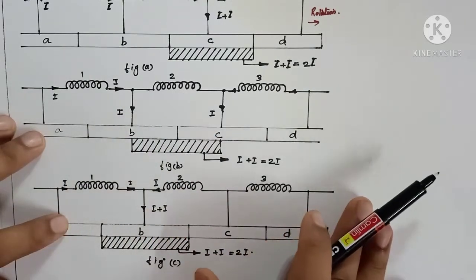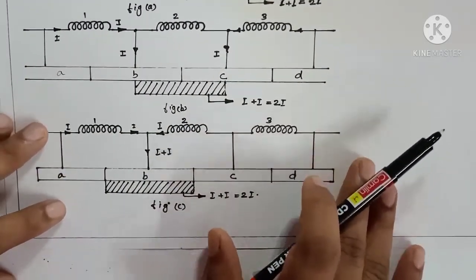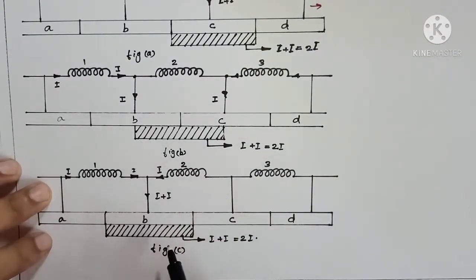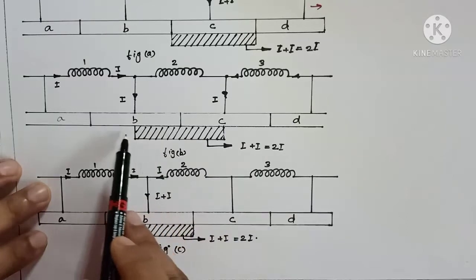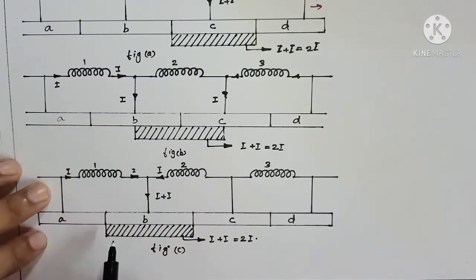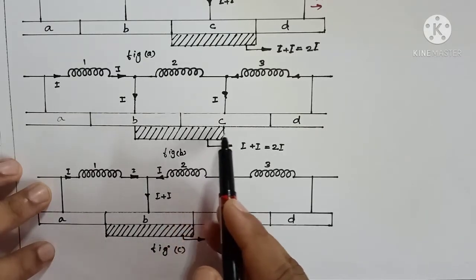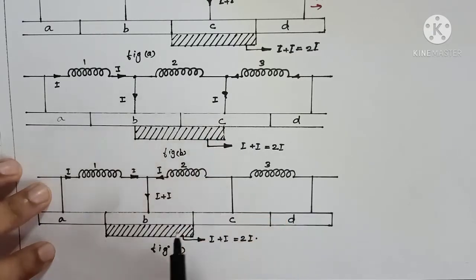And again, in the third figure, you can see the brush is moving from this region to completely reach under the segment B. So the contact area of the brush with C will be completely zero, and the brush is under the segment B.